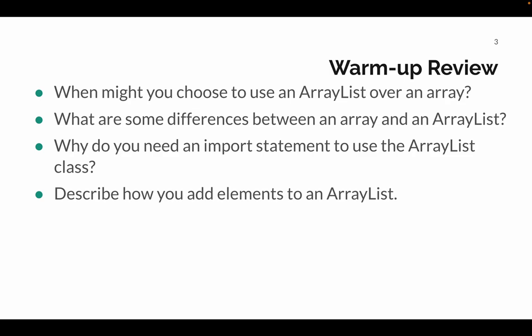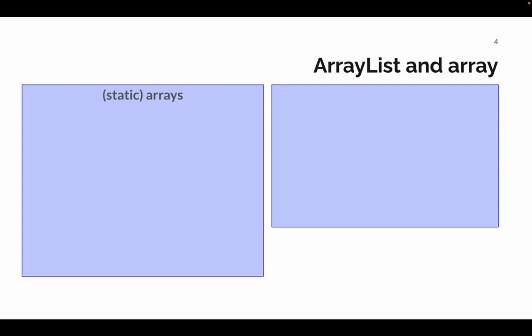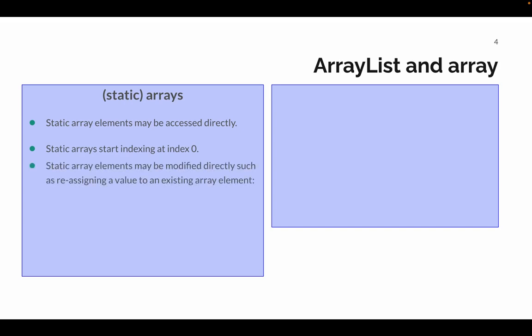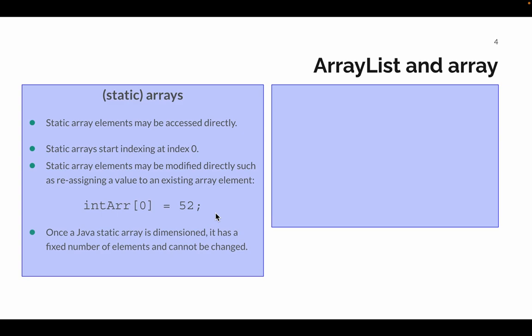So let's compare the two. Here we have our static arrays, and these are elements that can be accessed directly. It starts at index 0, and the elements can be modified directly, such as reassigning a value to an existing array element. For example, here we're reassigning index 0 to a new value, 52. And once a Java static array is dimensioned, it has a fixed size that cannot be changed.